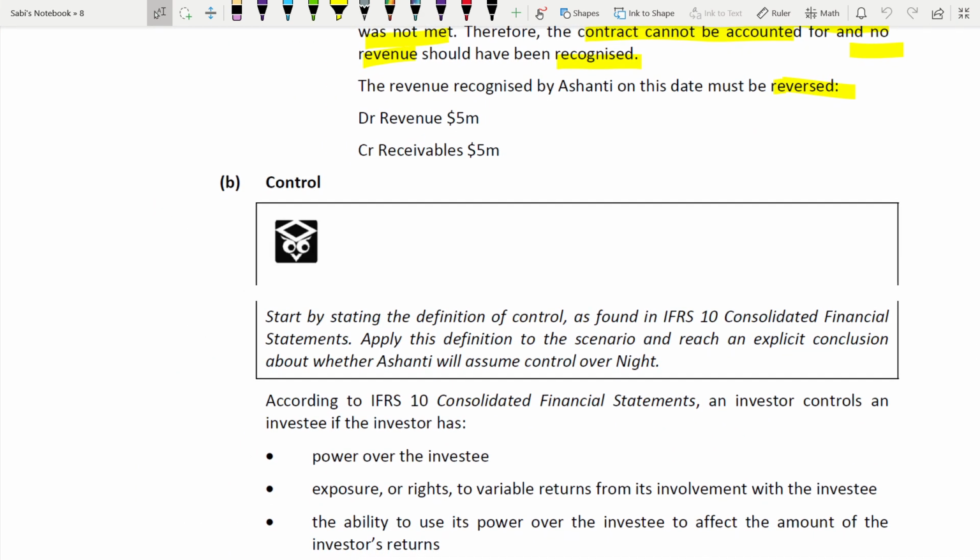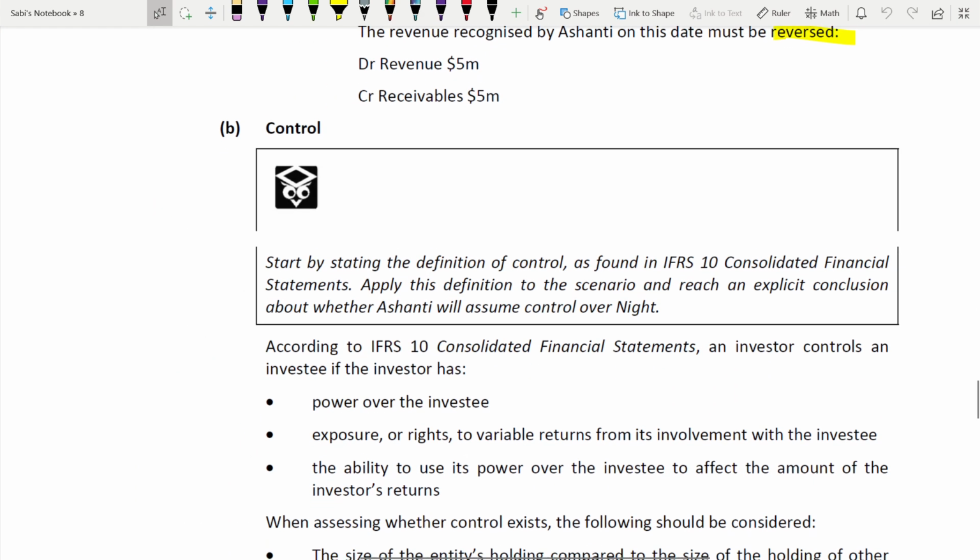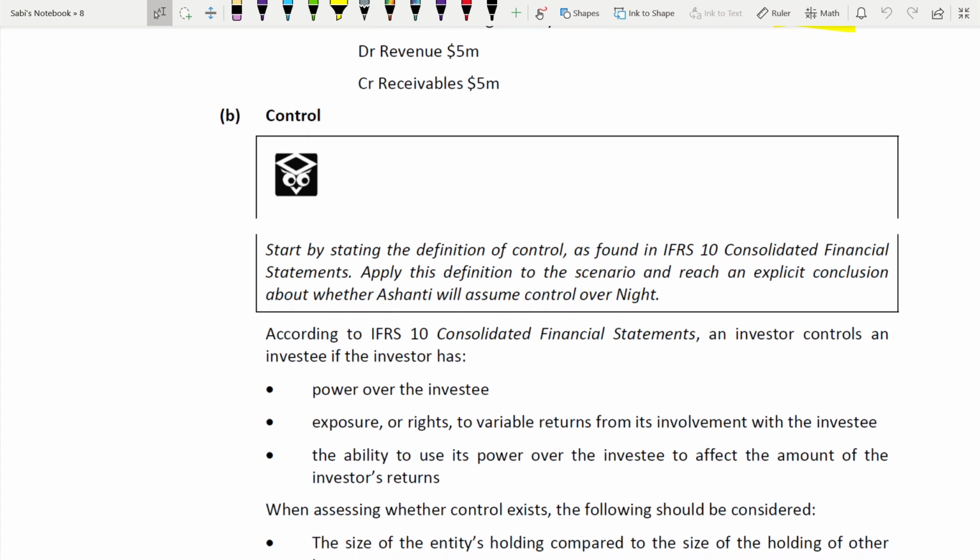Okay. So part B, I think we have read. It is about the control we need to talk about. What should we talk about? Whether they have control or not overnight, with the 49.9% they have acquired and all those things.